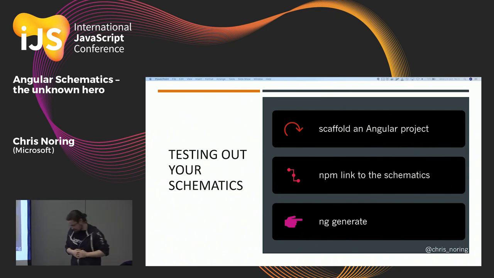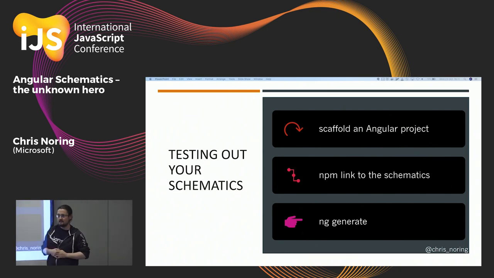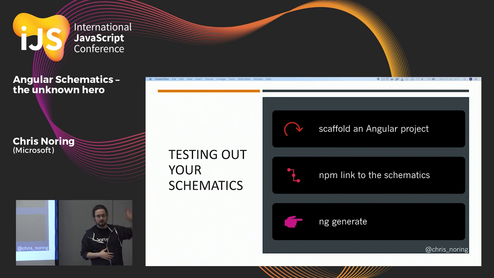Now we're actually going to apply our schematics in the way that it was intended. We're not going to ruin our schematics project anymore, I promise. So at this point, we scaffold an Angular project. Once we've done so, we run npm link in the root of the Angular project and simply point out where the schematics project lives. And then we call the ng generate command. So it's a three-step process: give me an Angular project, link that to the schematics project, and then generate.